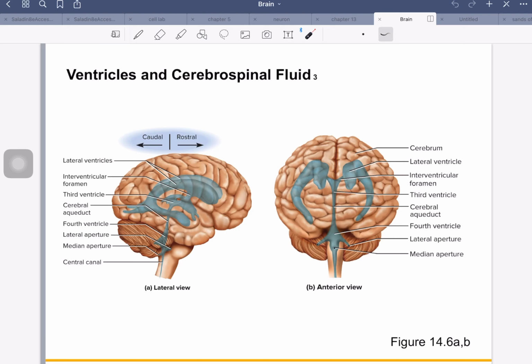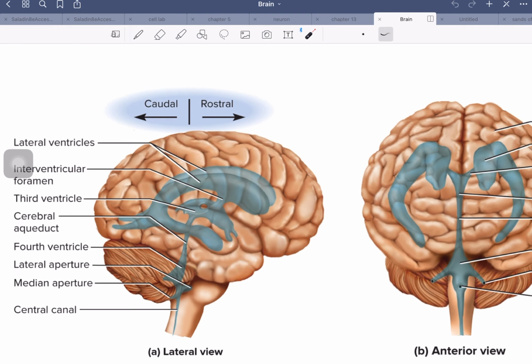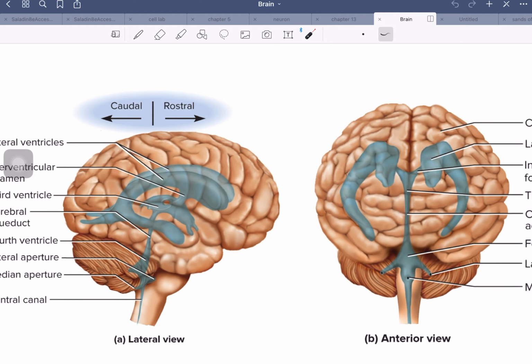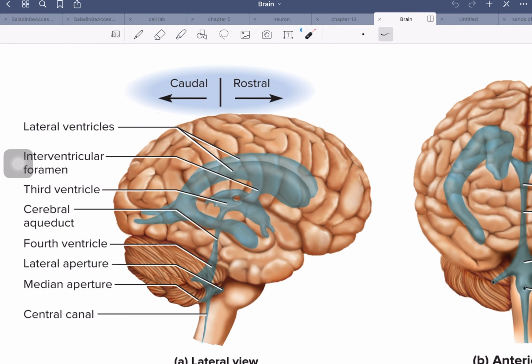In this video we'll talk about the ventricles and cerebrospinal fluid. So let's have a quick look at the diagram here. We can see that there are two views, a side view and a head-on view. Let's look from the side view.